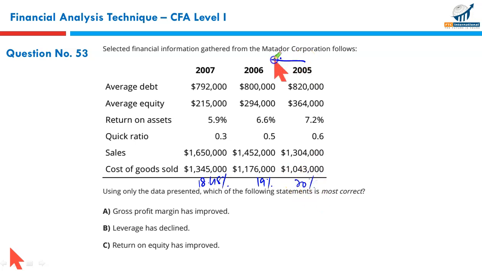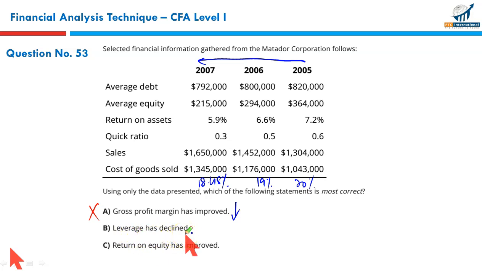Please remember, the flow of time is to the left. It means your GP has fallen and not improved. That makes A an incorrect option. GP is falling. Next, leverage.